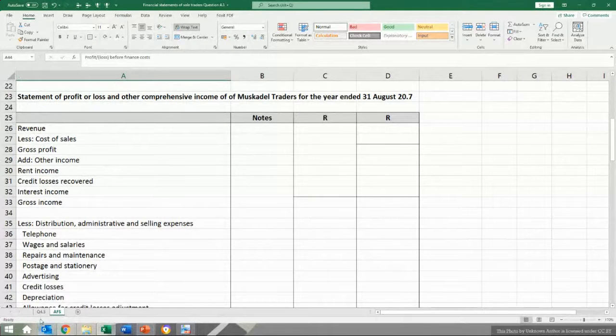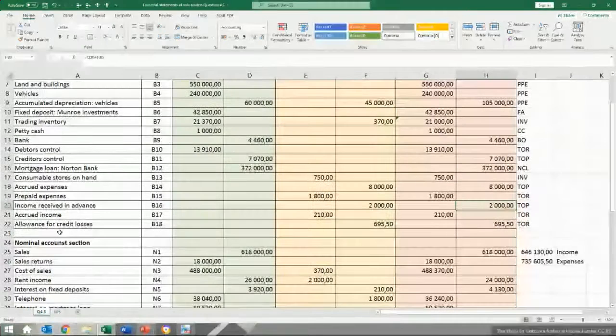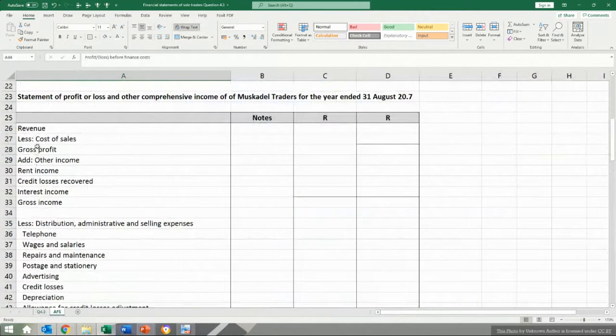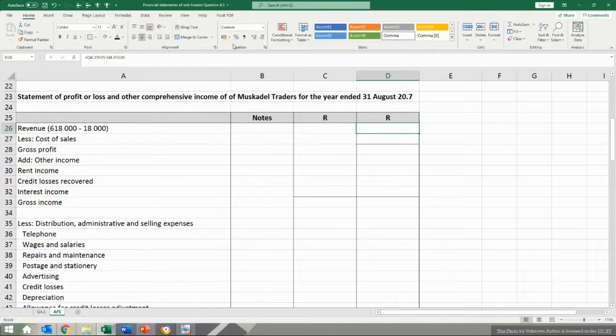Now, for the revenue amount, based on the information they've provided, we've got a sales account and a sales return account. Remember, when we disclose this, we show the net revenue, the net sales. So we have to account for the net amount by taking the sales account less the sales return to get to the net sales value of 600,000. Okay, so that's very important. The revenue line item is the net amount.